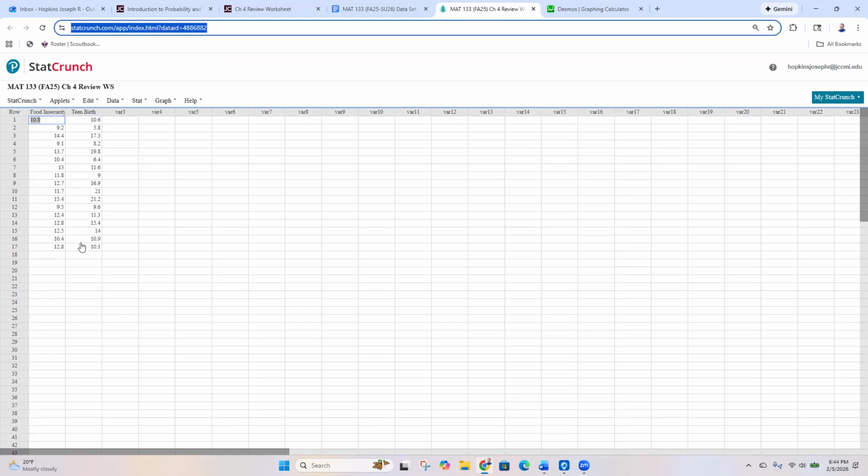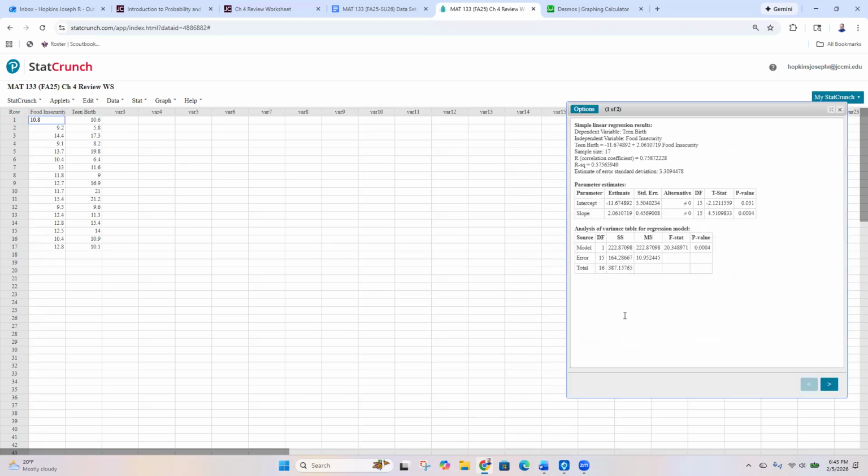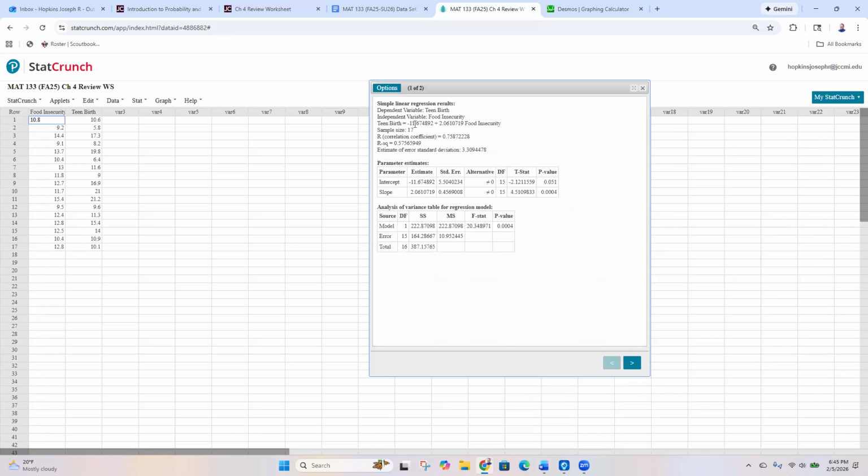These are the same numbers on the worksheet. And we're going to calculate the linear regression. We're going to calculate the equation of the line. So we go to Stat, Regression, Simple Linear. Tell it which one's your X, which one's your Y, and we'll hit Compute. It's going to give you a whole bunch of different stuff. Now the equation of the line is this one right here with the equal sign.